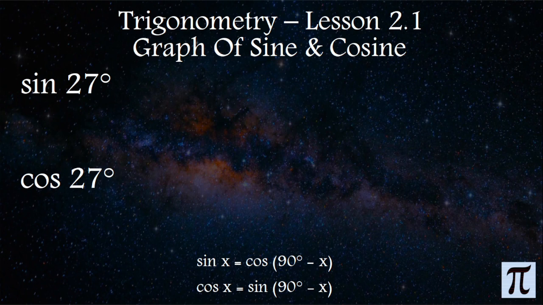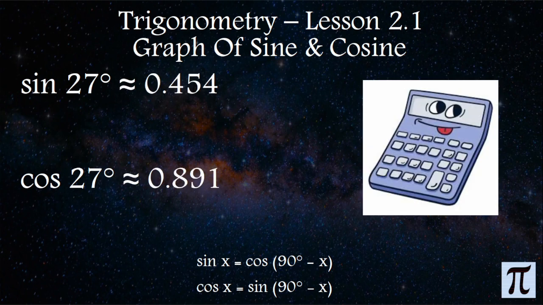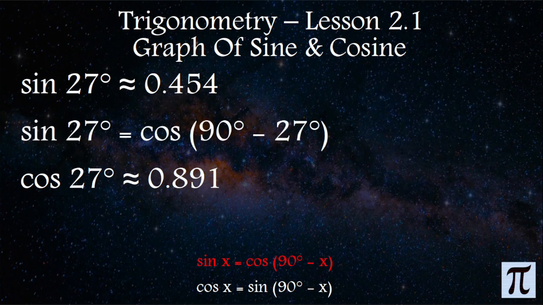So let's do a quick example. Sine and cosine of 27 degrees. Well, we can use Mr. Calculator to find out the values of those trigonometric functions. But because we have this 90 degree shift between the two graphs, we can also say that the sine of 27 degrees will be equal to the cosine of 90 minus that value, 90 minus 27, which is 63, which is approximately 0.454. So yep, that makes sense. It works.